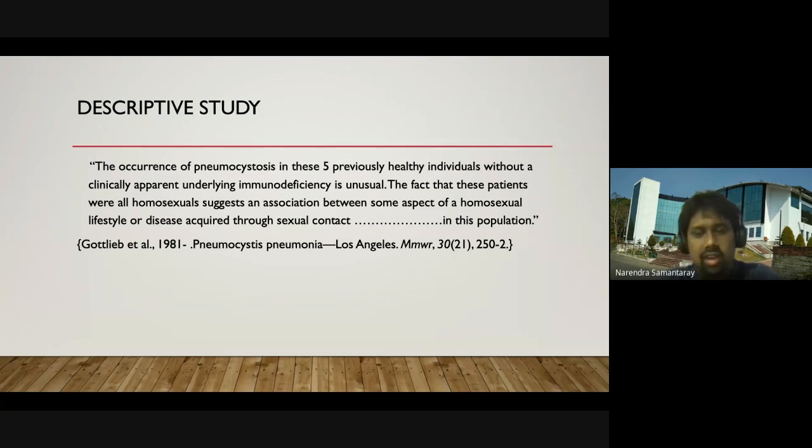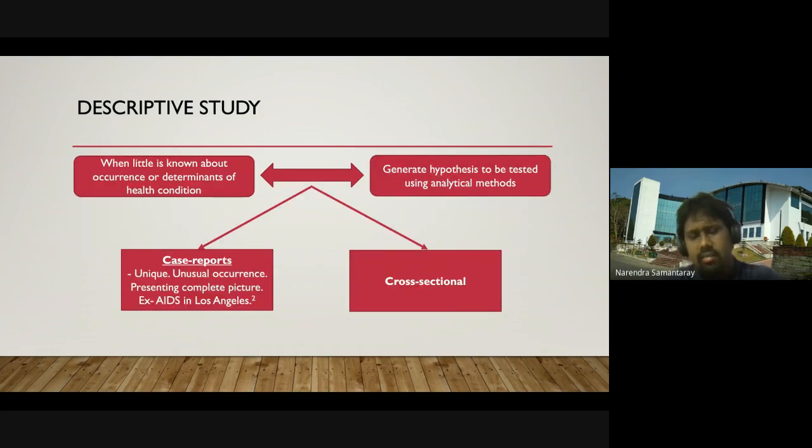This is just a quote from that article: the occurrence of pneumocystosis in these five previously healthy individuals without a clinically apparent underlying immunodeficiency is unusual. The fact that these patients were all homosexual suggests an association between some aspect of a homosexual lifestyle or disease occurring through sexual contact in this population. So even if a case report is done in a very perfect manner, it can have great results. Let's come to the second part, cross-sectional, another part of descriptive study.